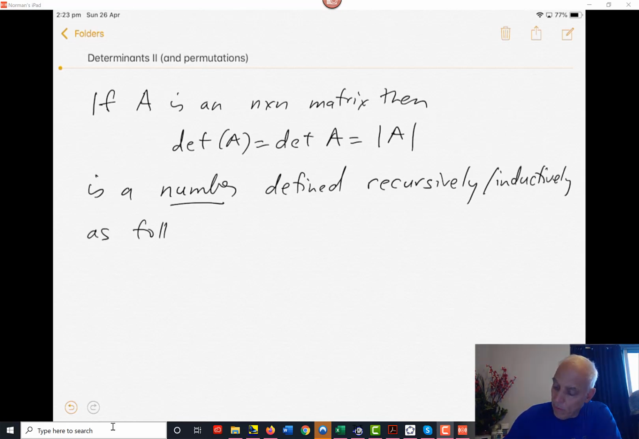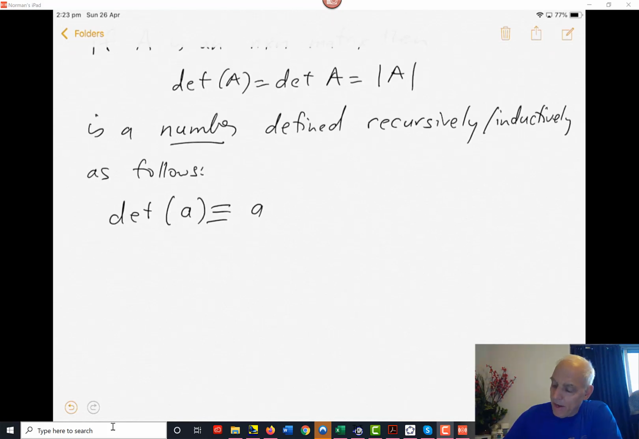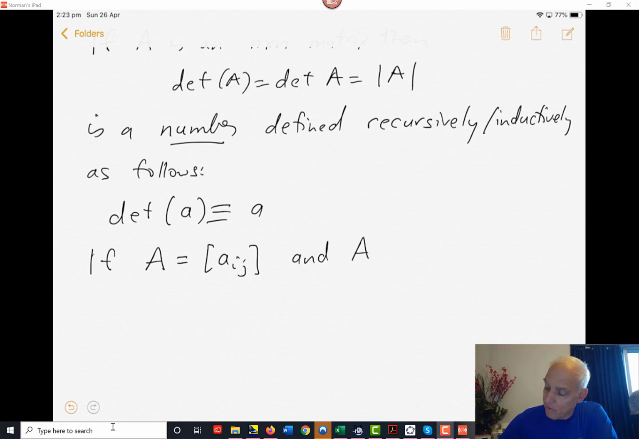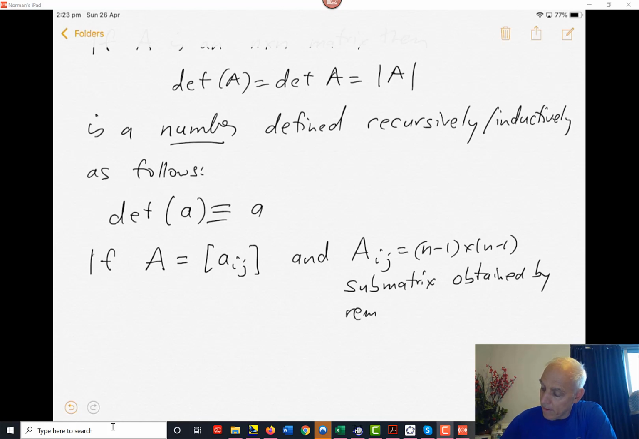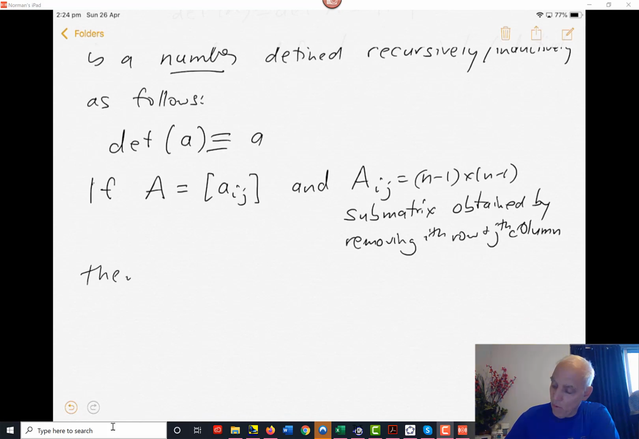as follows. First of all, we define the determinant of a 1 by 1 matrix A just to be equal to A. And then we say that if in general A has entries little a_ij, and if we also denote by capital A_ij the n minus 1 by n minus 1 submatrix obtained by removing the ith row and the jth column, then here is our formula for the determinant of A.